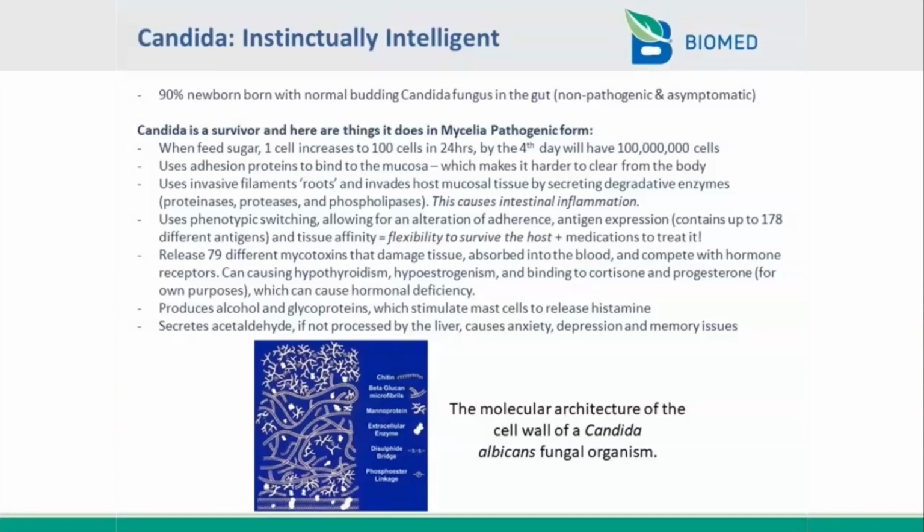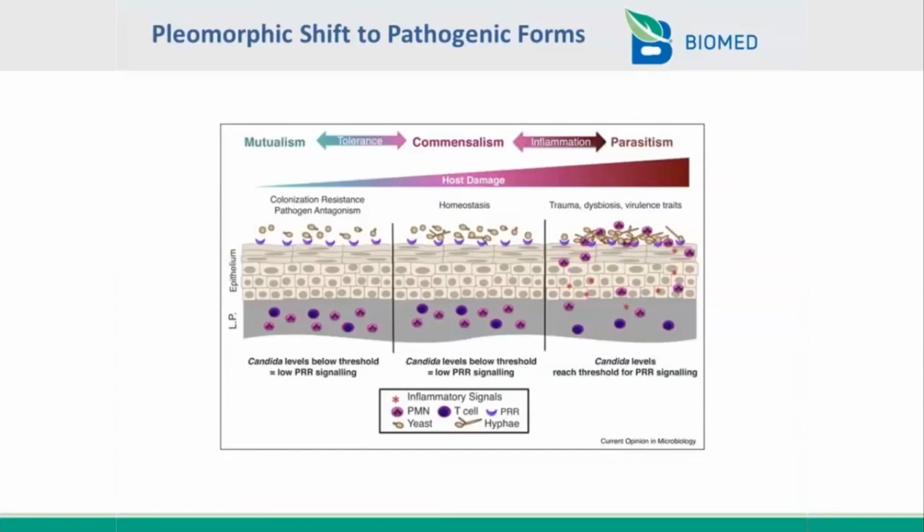Okay, and as Heather was talking about the pleomorphic shifts and switches, when you look at Candida from its mutualistic form to its compensatory form to the pathogenic form, it is that pleomorphic valent form, so it keeps going higher and higher in valences. So you see in this diagram its resistant low form, and then you see the homeostasis form, and you see the trauma, the dysbiosis. And the underlying component of this progression has to do with biofilm.